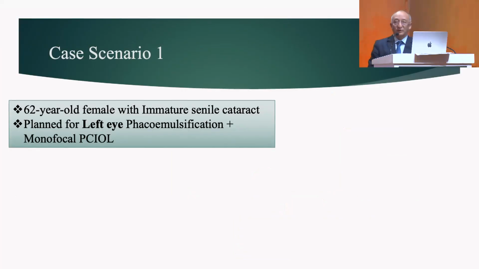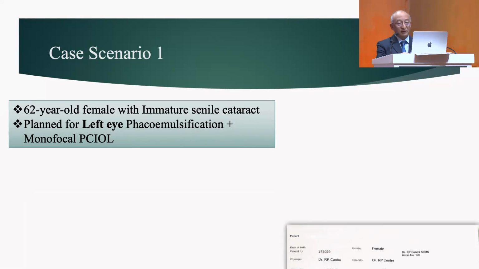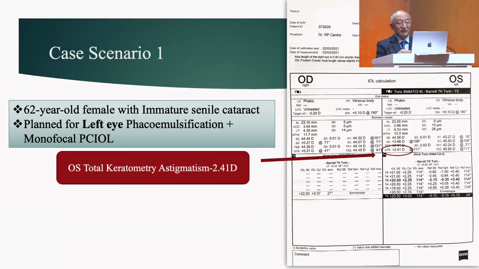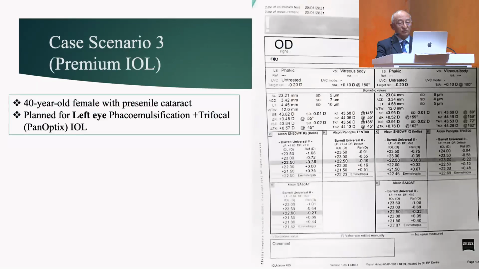Just showing the biometry of one of my cases. This is a patient who came to us for a simple monofocal posterior chamber IOL implantation. If you look into the biometry, the patient has a significant cylinder of 2.4 diopters. So definitely this patient has to be counseled for a toric IOL and it should be considered.